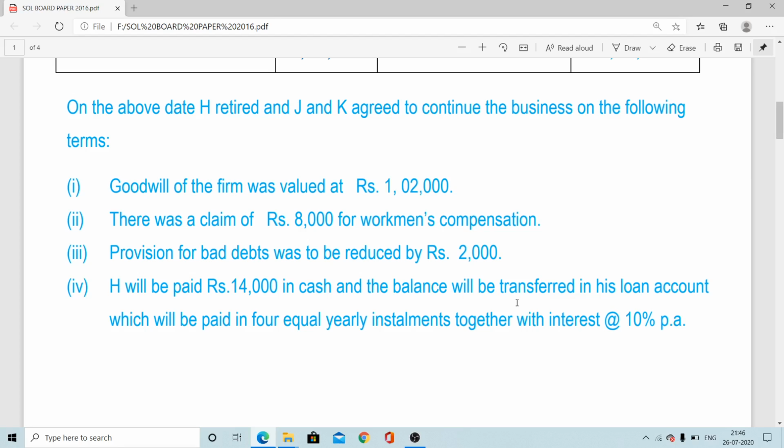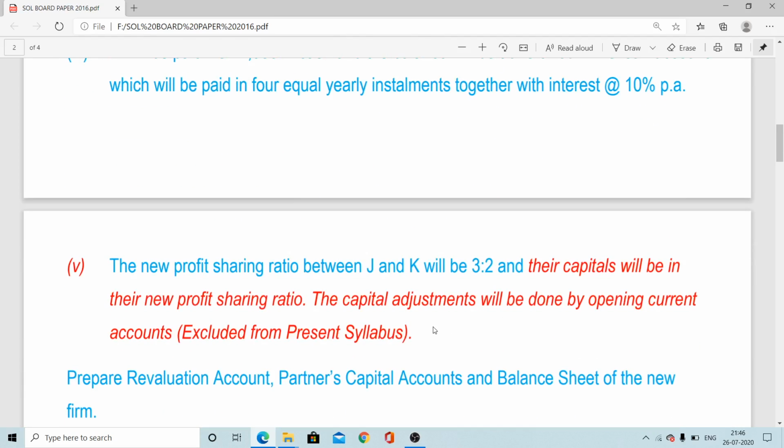Then we will open the partner's capital account. Now, the next adjustment: the new ratio is provided for the remaining partners, that is 3:2. So when the new ratio is provided, we must calculate the gaining ratio by applying the formula. And here the remaining partners want to adjust their capital on that new ratio, and for the necessary amount they will open their current account.